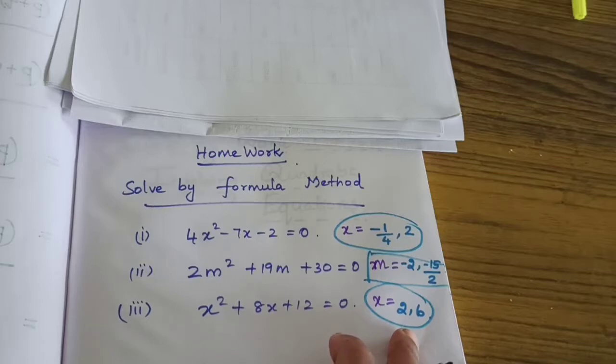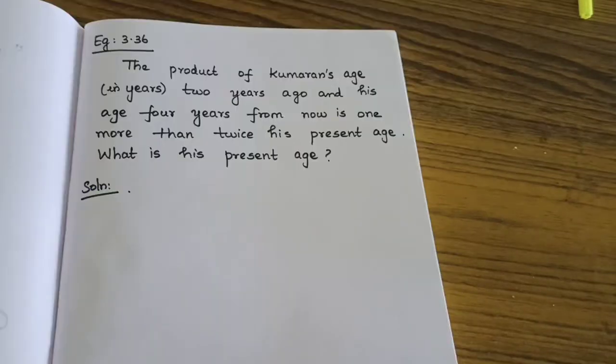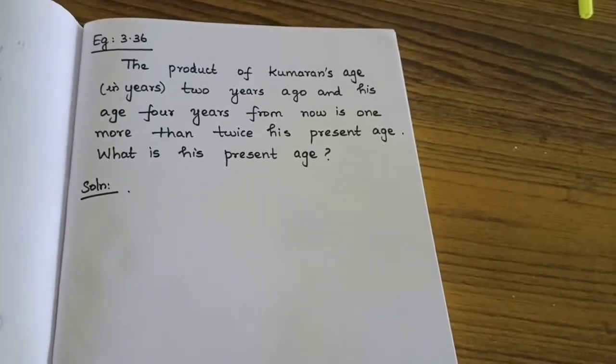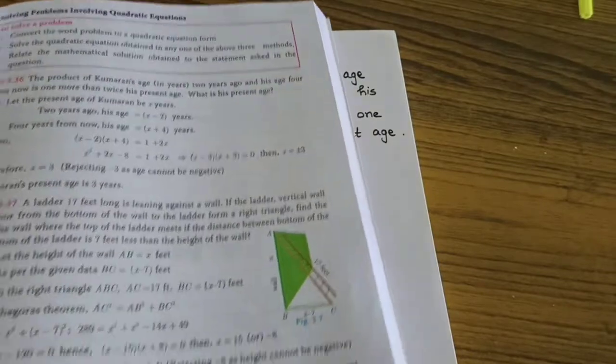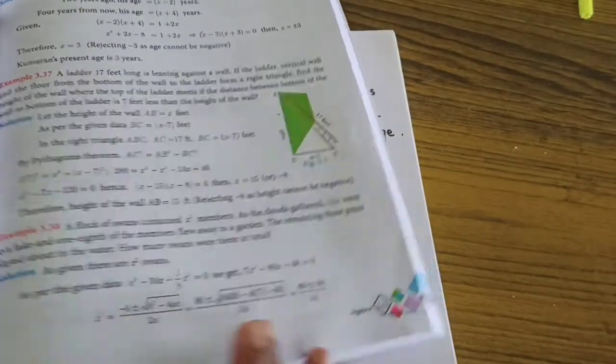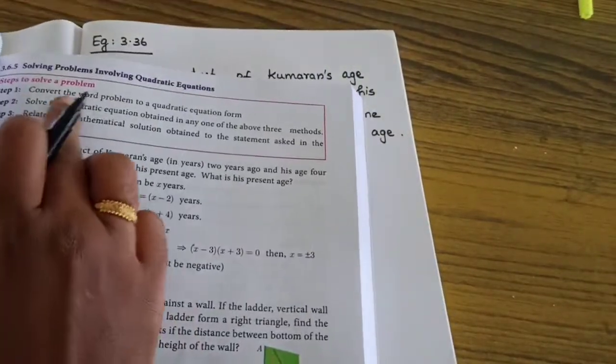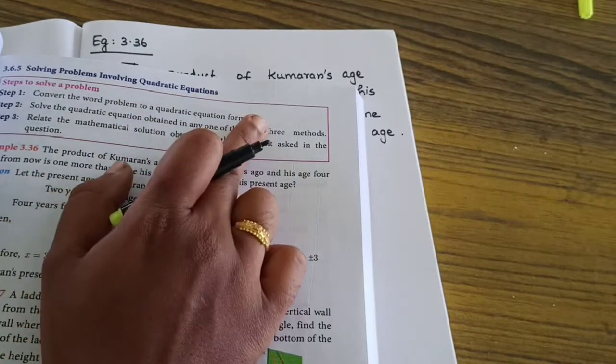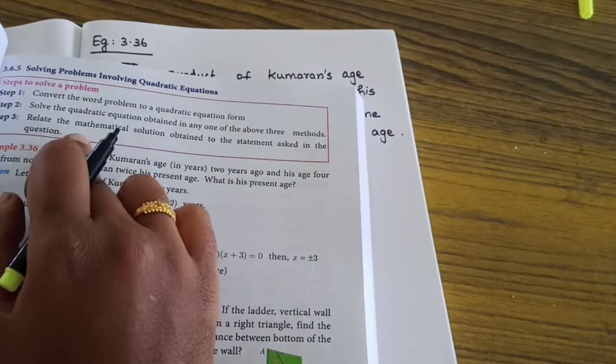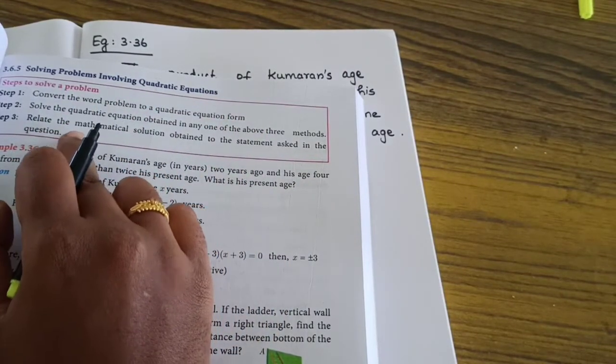Then today we are going to solve problems involving quadratic equations. You can refer page number 115. Listen, dear students. Interesting word problem we are going to solve, and for some certain conditions. You can refer page number 115 in your textbook. For solving problems involving quadratic equations, some steps they give. We can learn that first.